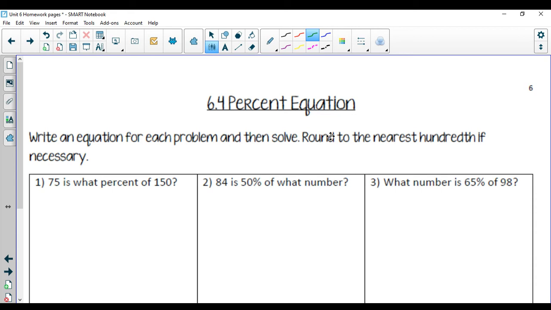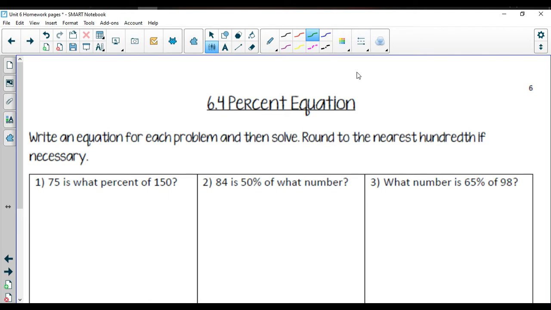All right, this is lesson 6.4, and this is called our percent equation lesson. So we're going to go ahead and do these problems here. We're writing the equation this time for the problem. So our previous lesson did the proportion method. This one's going to use the equation method.